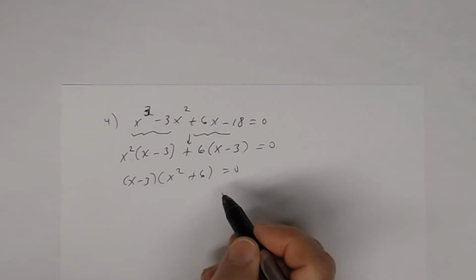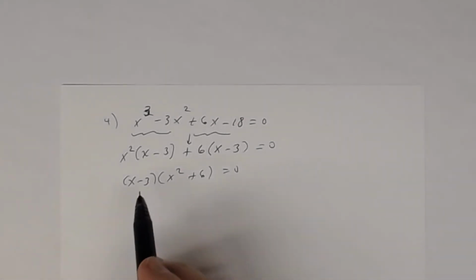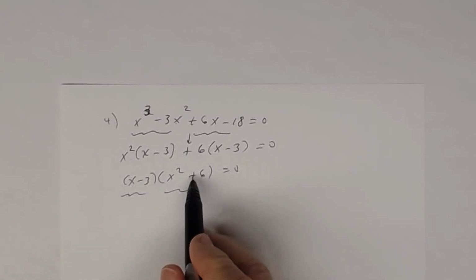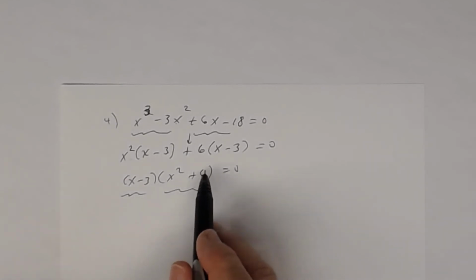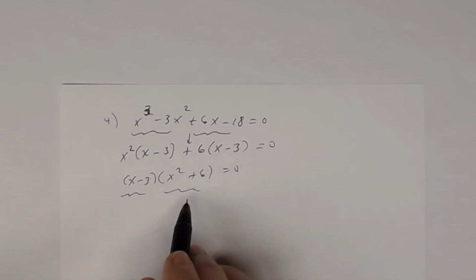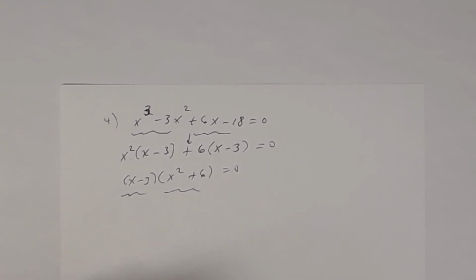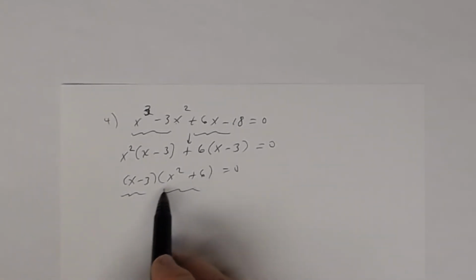Okay, and so now I have two factors. Now, by the way, this is not the difference of two squares. This is not the sum of two squares over the integers, because 6 is not a perfect square. But I can still find the solutions in terms of imaginary numbers. Okay, so let's look at that.